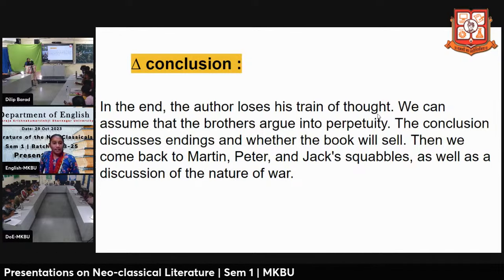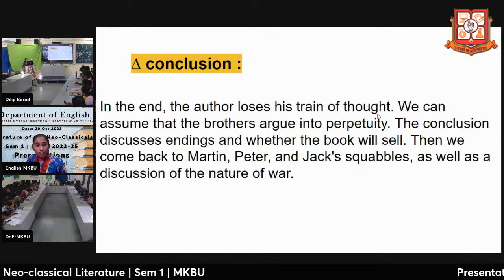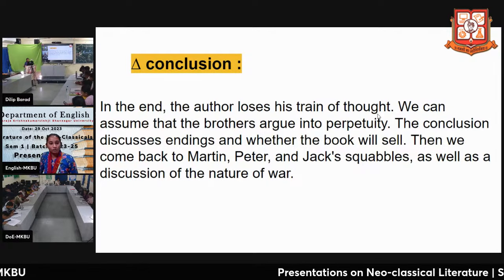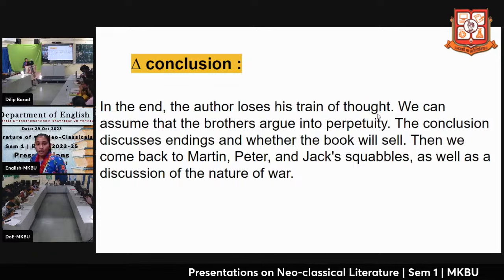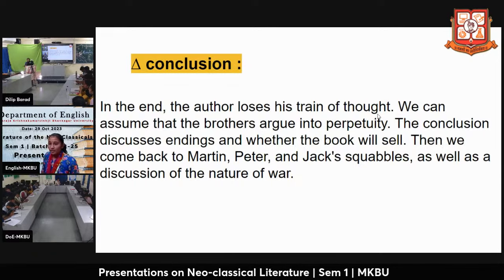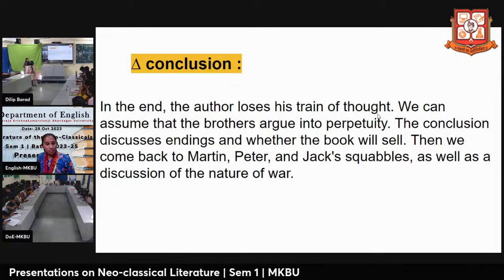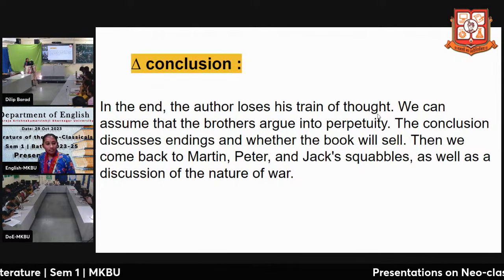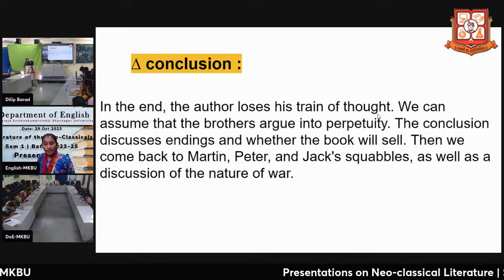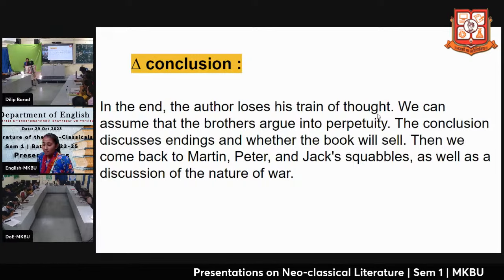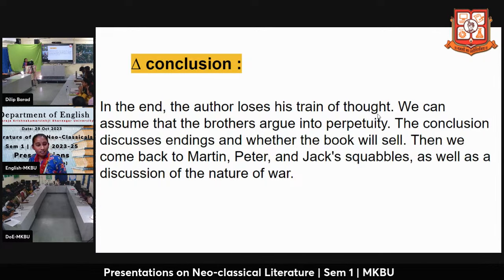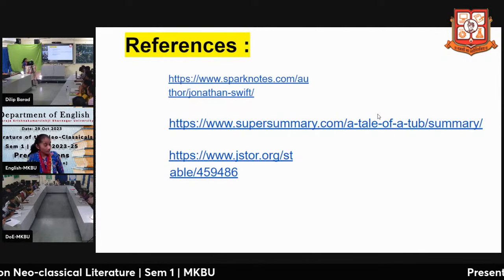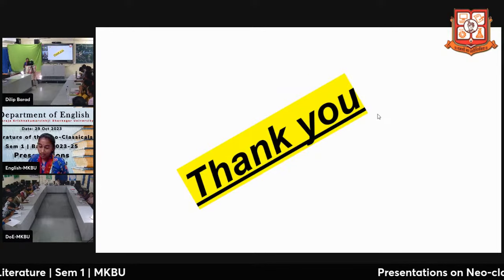Conclusion: in the end the author loses his train of thought. We can assume that the brothers argue into perspicuity, to conclusion, discussion ending and whether the book will sell. Then we come back to Martin, Peter, and Jack's skirmishes as well as a discussion of the nature of war. This is my references. Thank you.